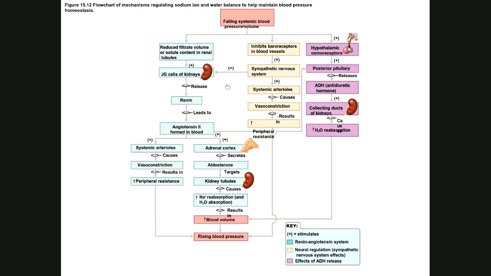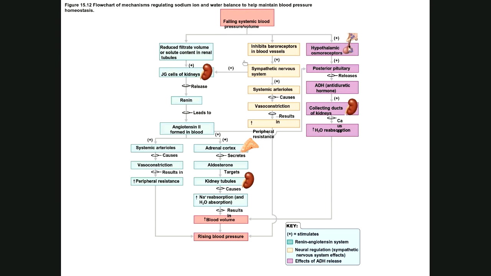The other one, which is in purple here, is the hypothalamic osmoreceptors that will also sense the fall in blood pressure. So here these osmoreceptors will release the antidiuretic hormone, as I mentioned to you, that will help in the reabsorption of water. So this is what happens while you are fasting in Ramadan, especially towards the sunset.